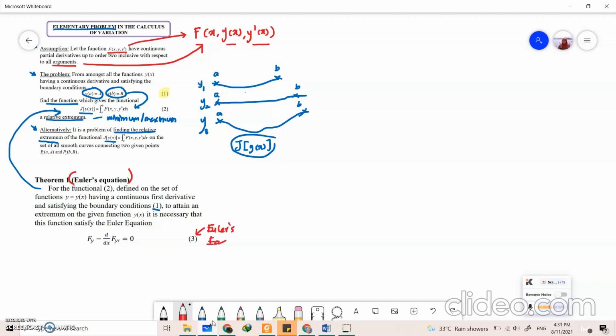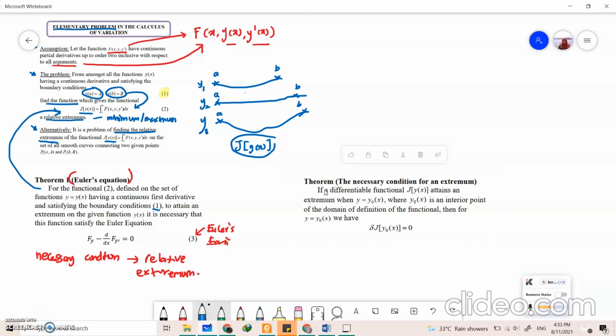This Euler equation is the necessary condition in order to find the relative extremum. So let's try to prove this Euler equation. What is the relation of this Euler equation in order to find this relative extremum?